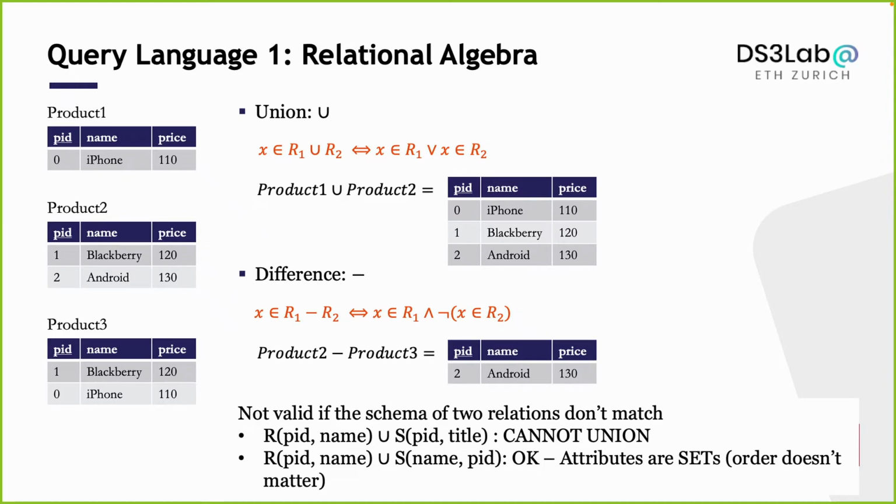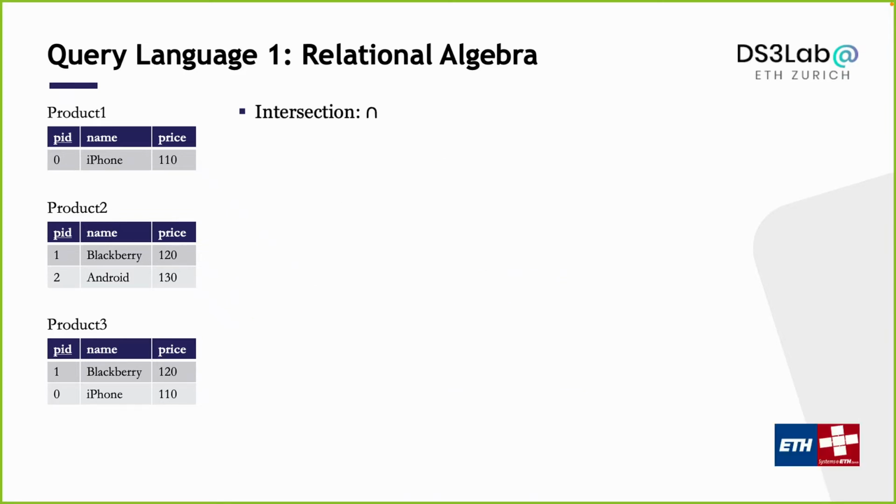Why? Because in the schema, you have a set of attributes. There's no order between attributes in the relational model. Just like there's no order between different tuples in the instance, there's no order of different attributes. It's a set. So you are able to do the union, even if the schema is written like this. And you can do more.